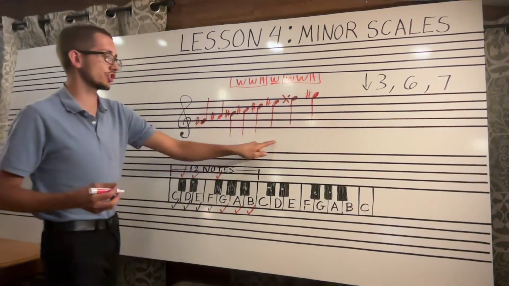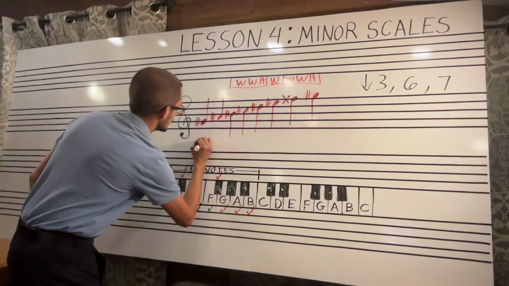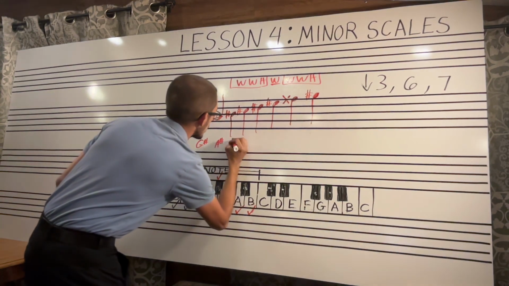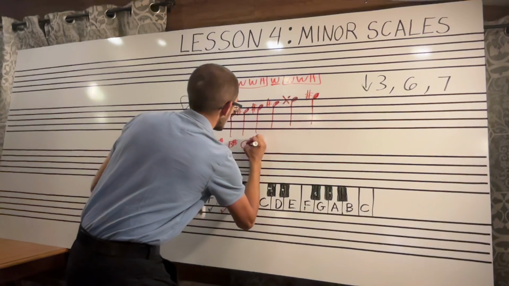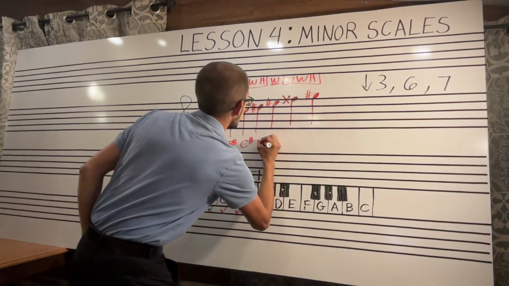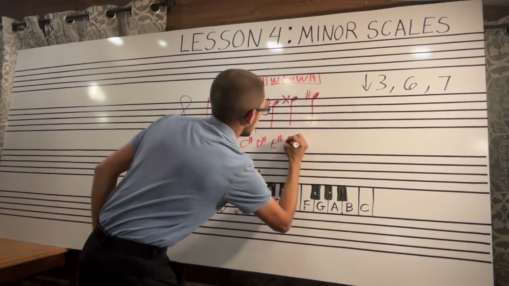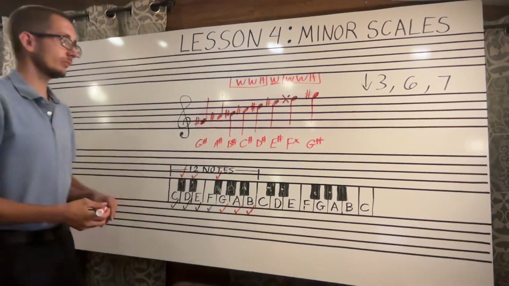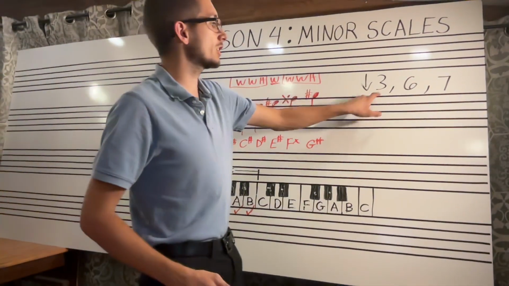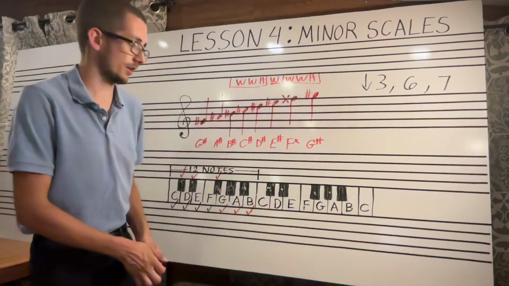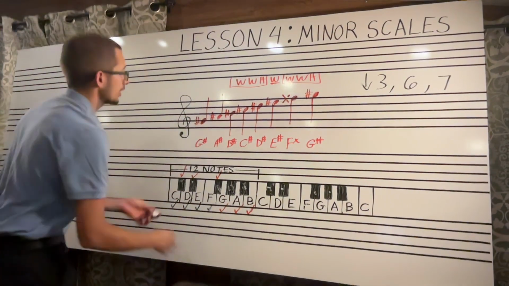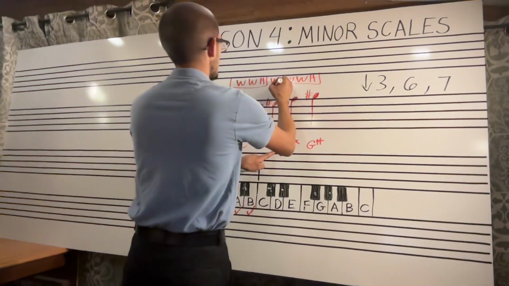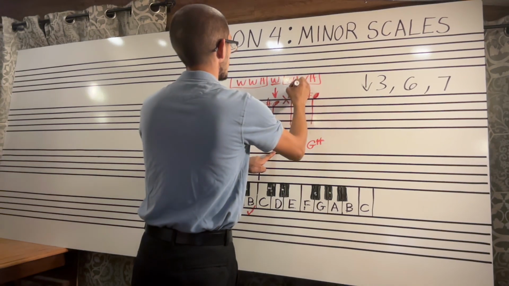So the notes of our G sharp major scale are G sharp, A sharp, B sharp, C sharp, D sharp, E sharp, F double sharp, and G sharp. If we lower the 3rd, 6th, and 7th notes of this scale, so the 3rd right here, this B sharp, we'll lower that. We'll lower this E sharp here, and then we'll lower this F double sharp.